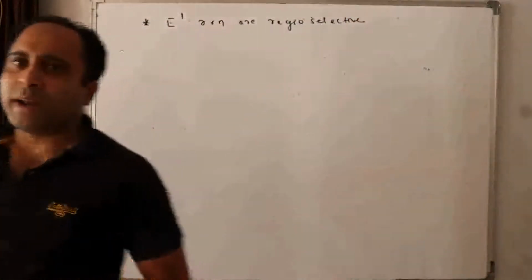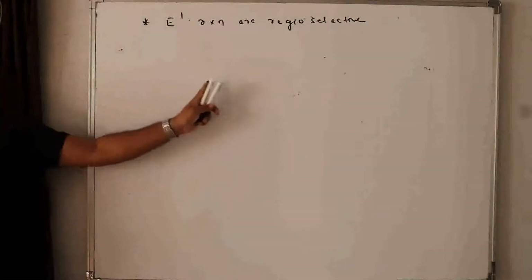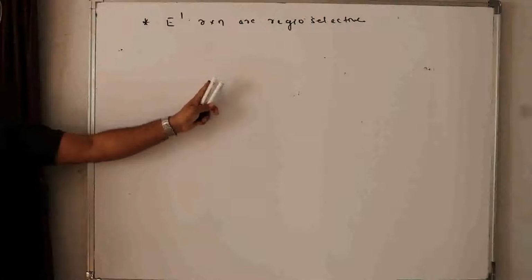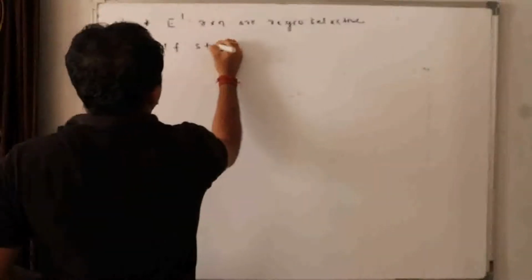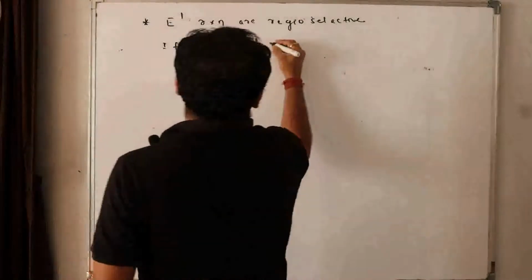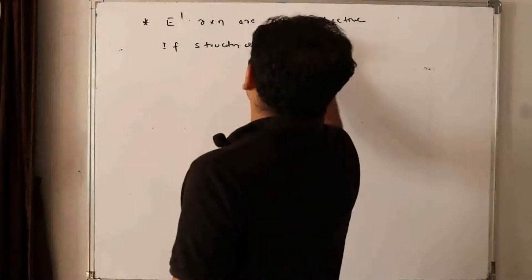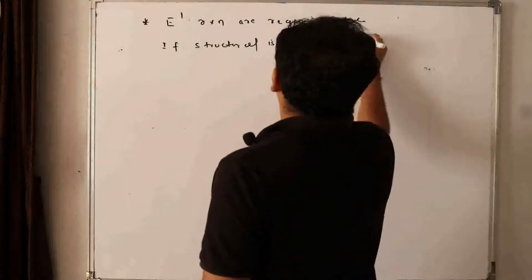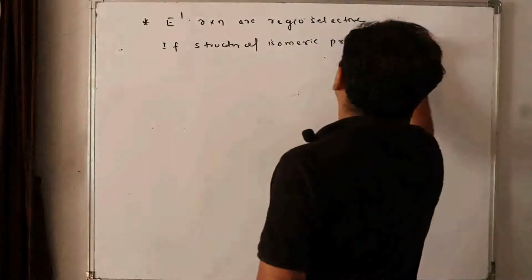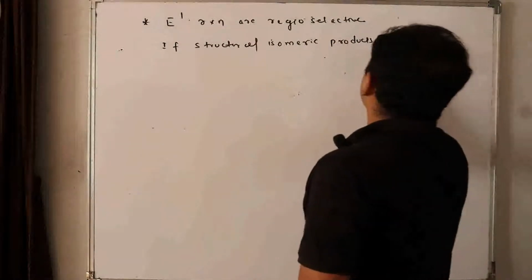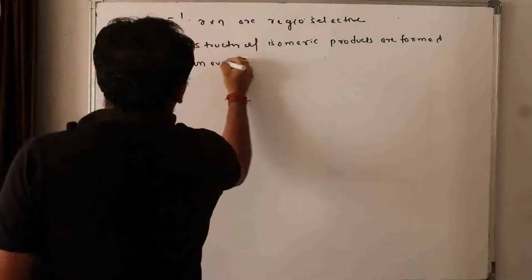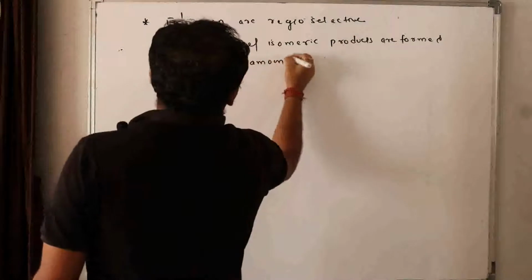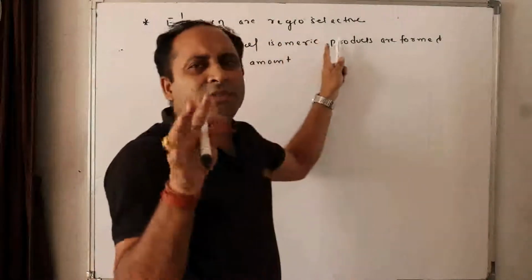What do you mean by regioselective? Regioselective means a reaction in which structural isomeric products are formed in uneven amounts is known as a regioselective reaction. What did I say? If structural isomeric products are formed in uneven amounts, then we say it is regioselective. When the product is the focus, it is regioselective.